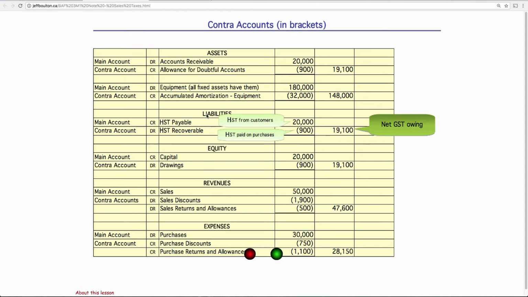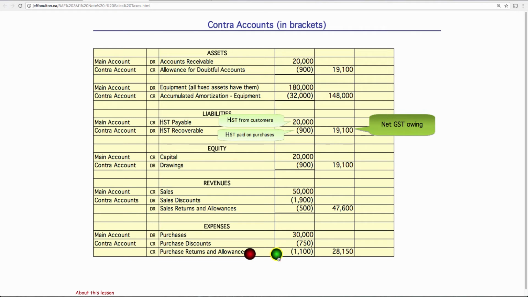So now under liabilities, you've got HST payable, from the tax you have collected from customers that you owe the government, because it's a liability. And then you have HST recoverable, which is the tax that you as a business have paid on the things you've bought. You get that back. So the net amount, ignore this G, it should say HST now. So once upon a time it was GST, now it's HST for harmonized sales tax. So the actual amount you owe would be the $20,000 that you've collected from customers, minus the $900 that you paid on the things you bought. So you only have to send the government a check for $19,100.